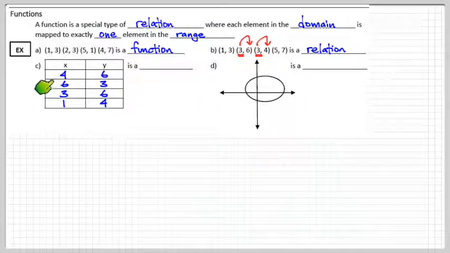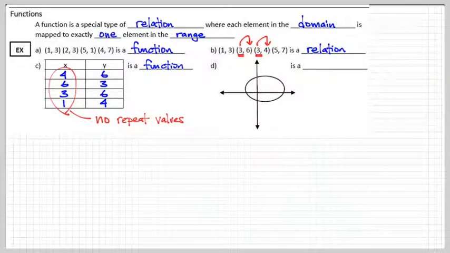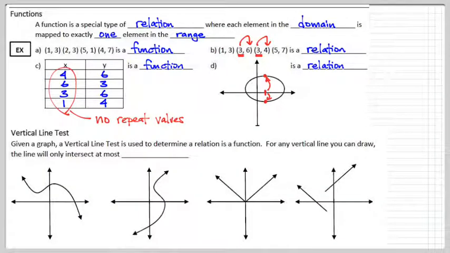Here, if I have something in tabular form, I just look at my inputs. That's really going to tell me everything. It's not repeated. There are no repeat inputs, so it's a function. In the case of a graph, in this particular case, you can see that this x value here has an output value up here as well as down here. One input has two outputs. That's a relation.